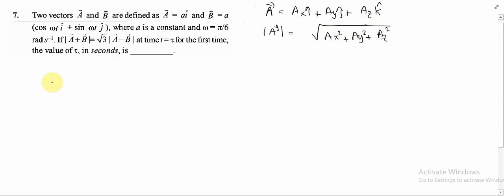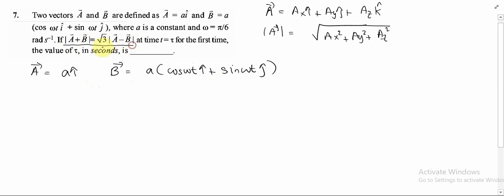Okay, so in this question our A vector is given by a I cap, so the y component and z component is absent, and B vector is given by a into cos omega t I cap plus sin omega t j cap, and there is a relation that has been given, so we have to substitute in this relation. So first we have to find A plus B vector. A plus B vector is given by, so we have to add the x components, so this will be a into (cos omega t plus 1) I cap plus sin omega t j cap.